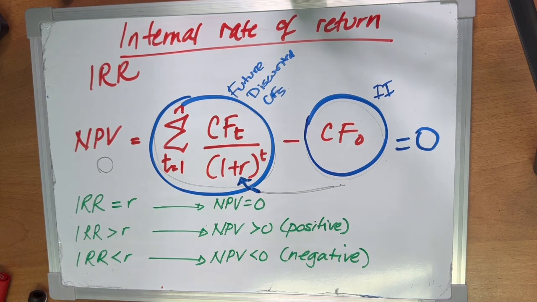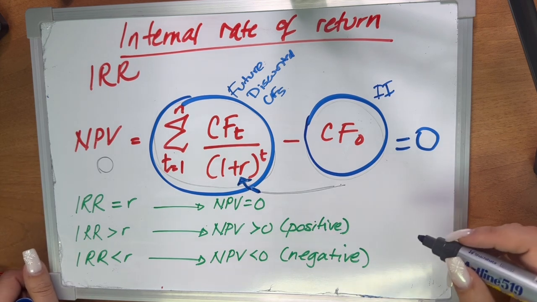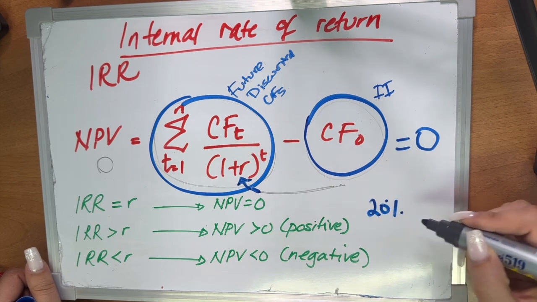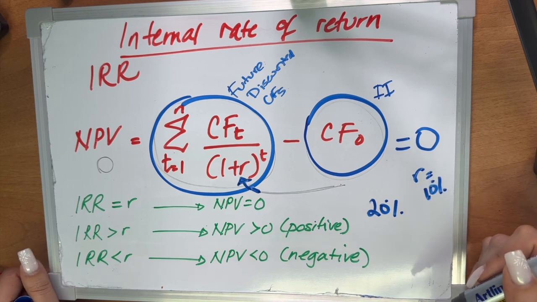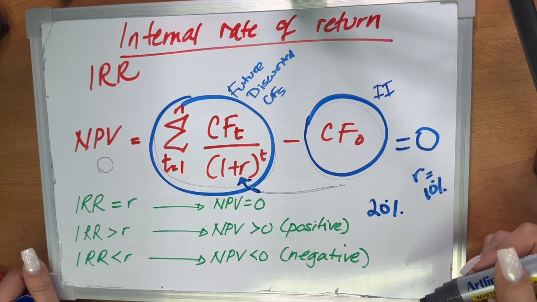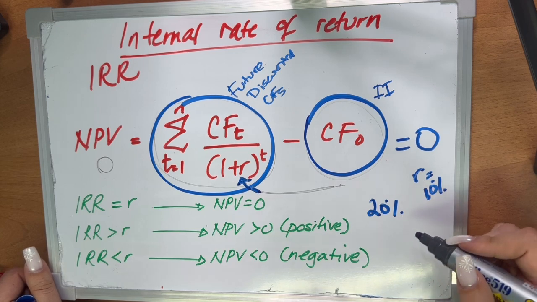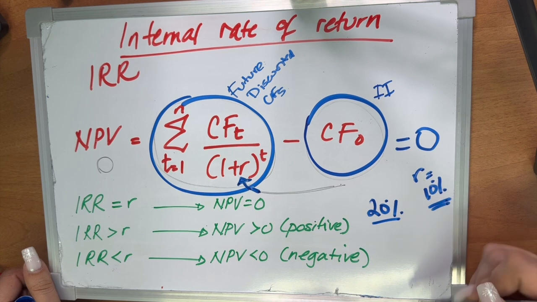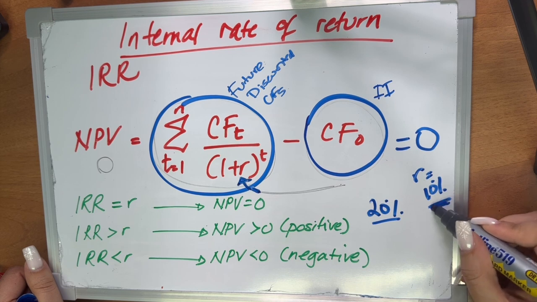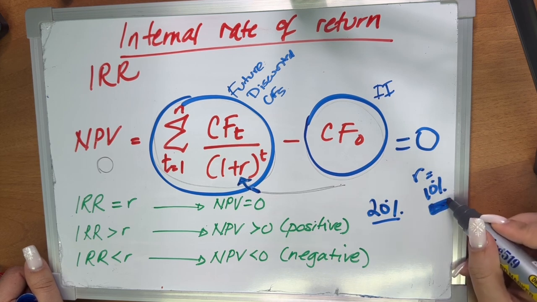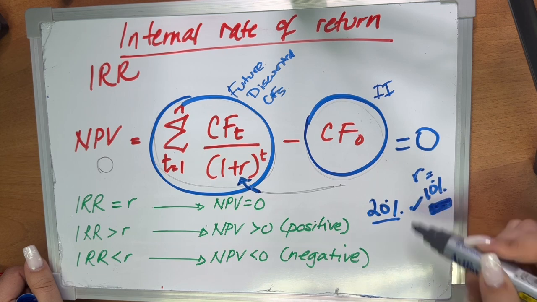Okay, let's do a numerical example. So if, for example, you are told that a project's IRR is 20% and your required rate of return is 10%. In this event, you will accept because your IRR is higher than what you require. You're getting 20, while you require 10 only. Okay, so in this case, you will accept.